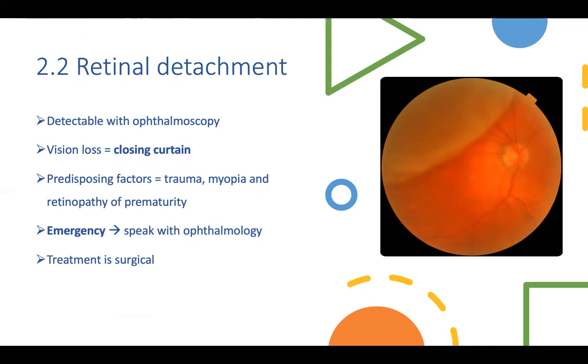Retinal detachment is an ophthalmic emergency, so don't hesitate to speak with ophthalmology. Treatment for this is surgical vitrectomy.